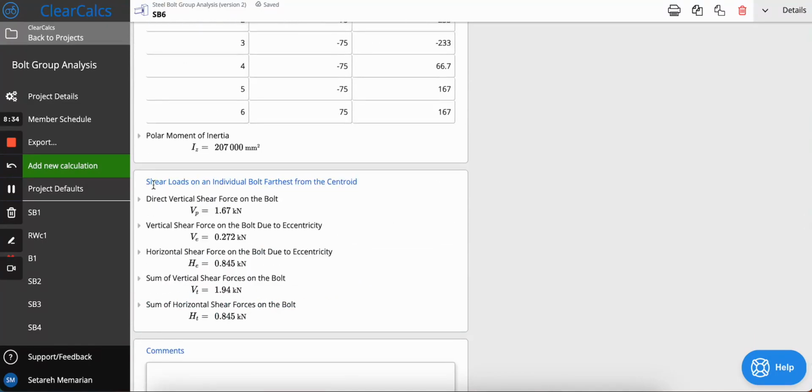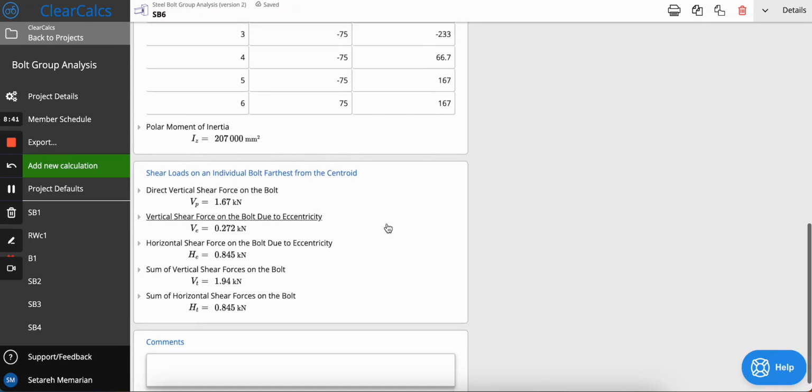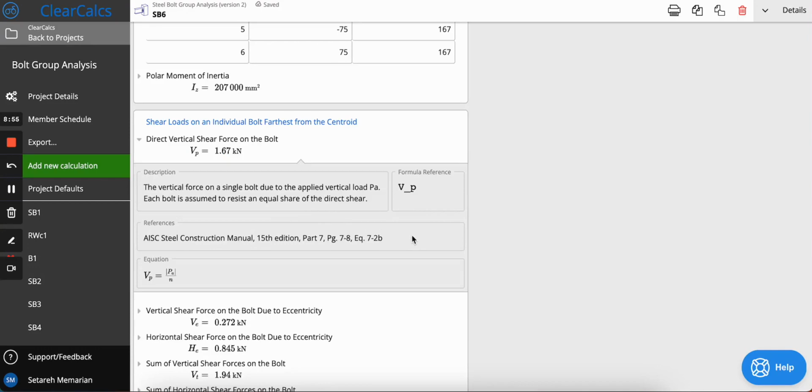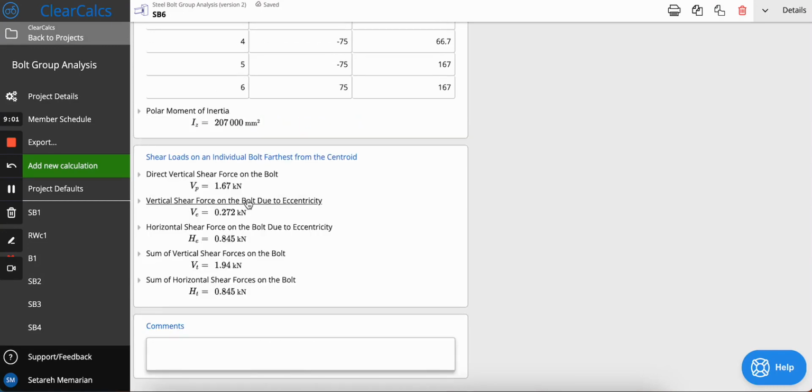Now you can see that in this section, we're calculating the shear loads on an individual bolt furthest away from the centroid. First, we're going to calculate the direct vertical shear on the bolt, which is your applied shear load divided by your number of bolts. Then we're going to calculate the vertical shear force and the horizontal shear force on the bolt due to eccentricity. After that, we're going to calculate the sum of the vertical shear and the horizontal shear acting on the bolt.